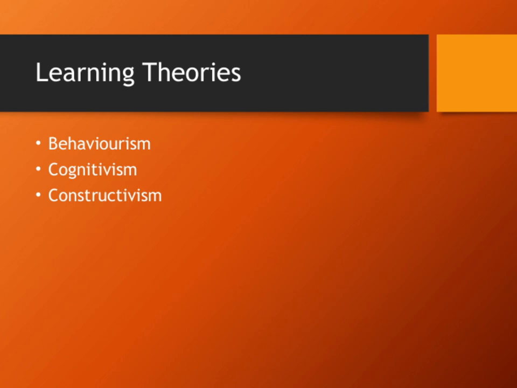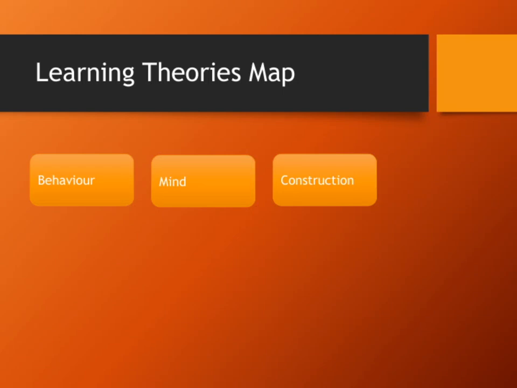Overall, these learning theories, behaviorism, cognitivism, and constructivism, offer different perspectives on how learning happens. They help us design more effective educational strategies by understanding the underlying principles of human learning. And, as we continue to explore this presentation, keep in mind how these theories connect to creating engaging, meaningful learning experiences. Let's take a closer look at the construction, mind, behavior, and learning theories map.